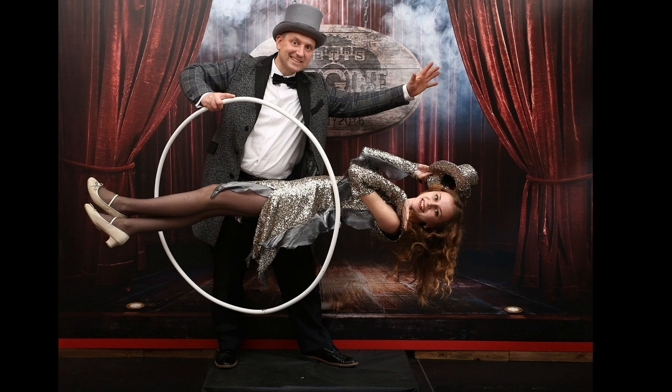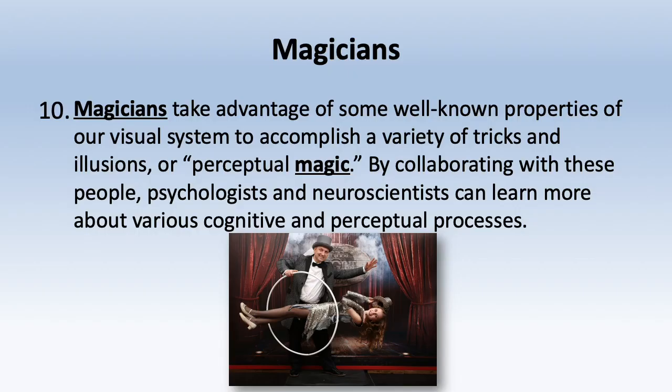used by magicians. Here's an example of a magician performing a trick. Magicians take advantage of some well-known properties of our visual system to accomplish a variety of tricks and illusions, or what is known as perceptual magic. By collaborating with these people, psychologists and neuroscientists can learn more about various cognitive and perceptual processes.